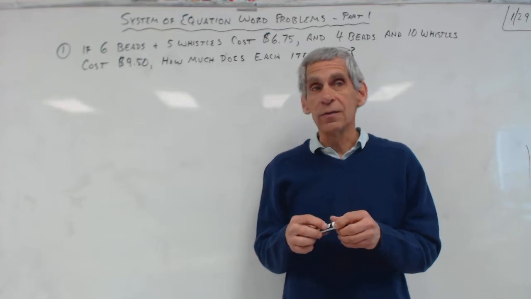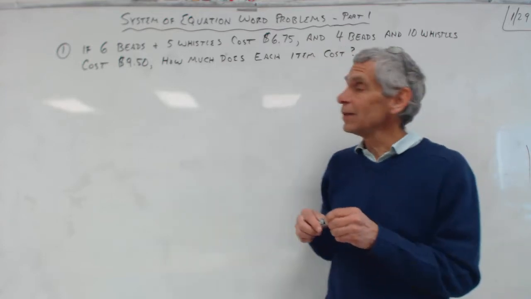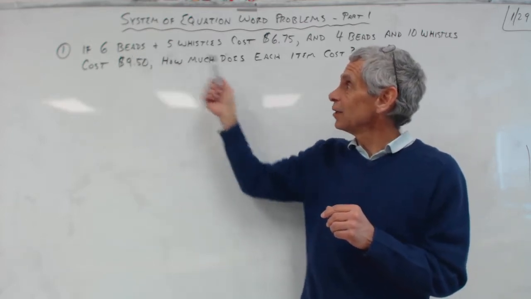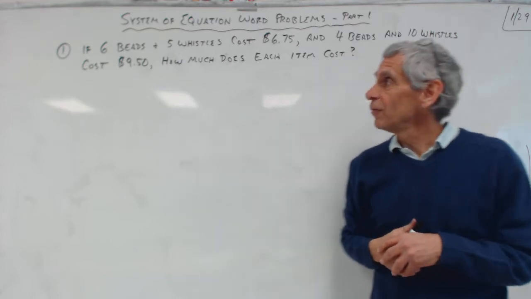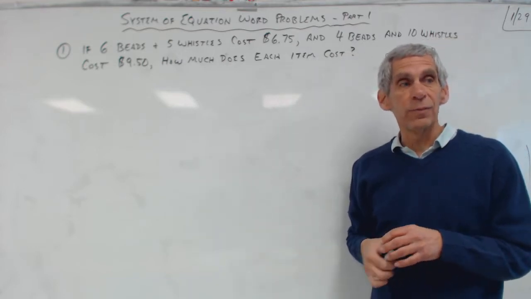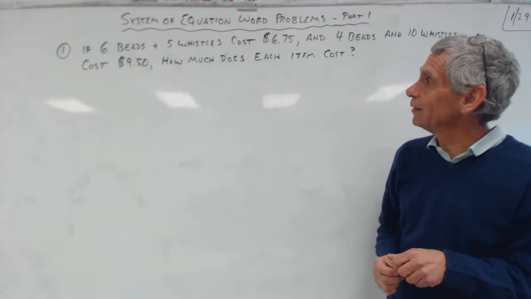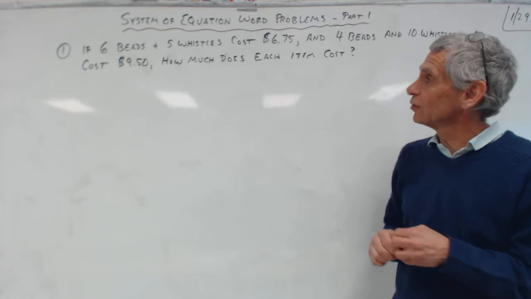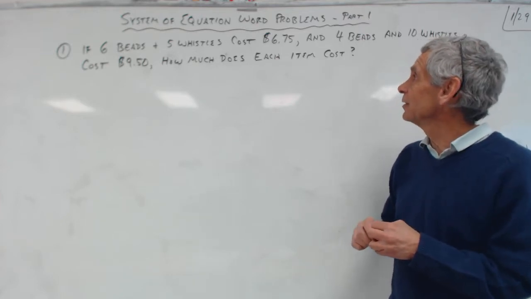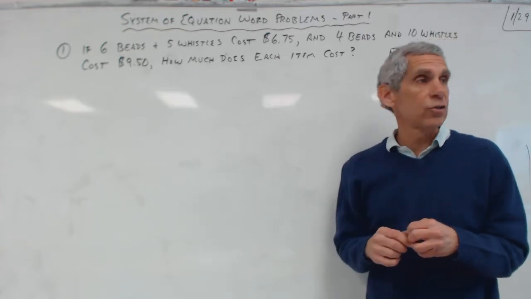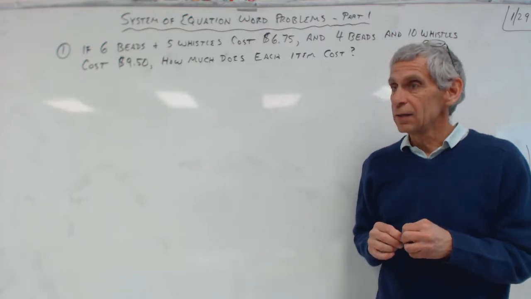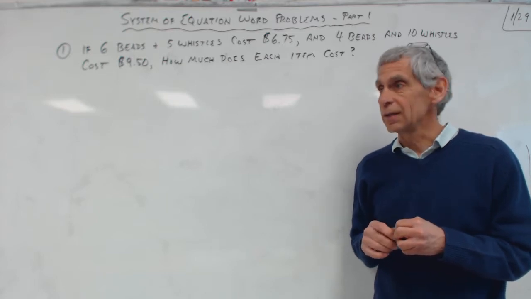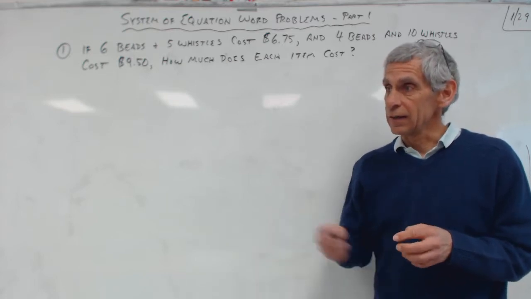A lot of times you can solve things without systems of equations, but sometimes it's really hard to do it without using systems. Because in this particular case, we have two different items: beads and whistles. It says if 6 beads and 5 whistles cost $6.75, and 4 beads and 10 whistles cost $9.50, how much does each item cost? You could certainly use the guess and check method, but it would take a long time. So do you have an idea?